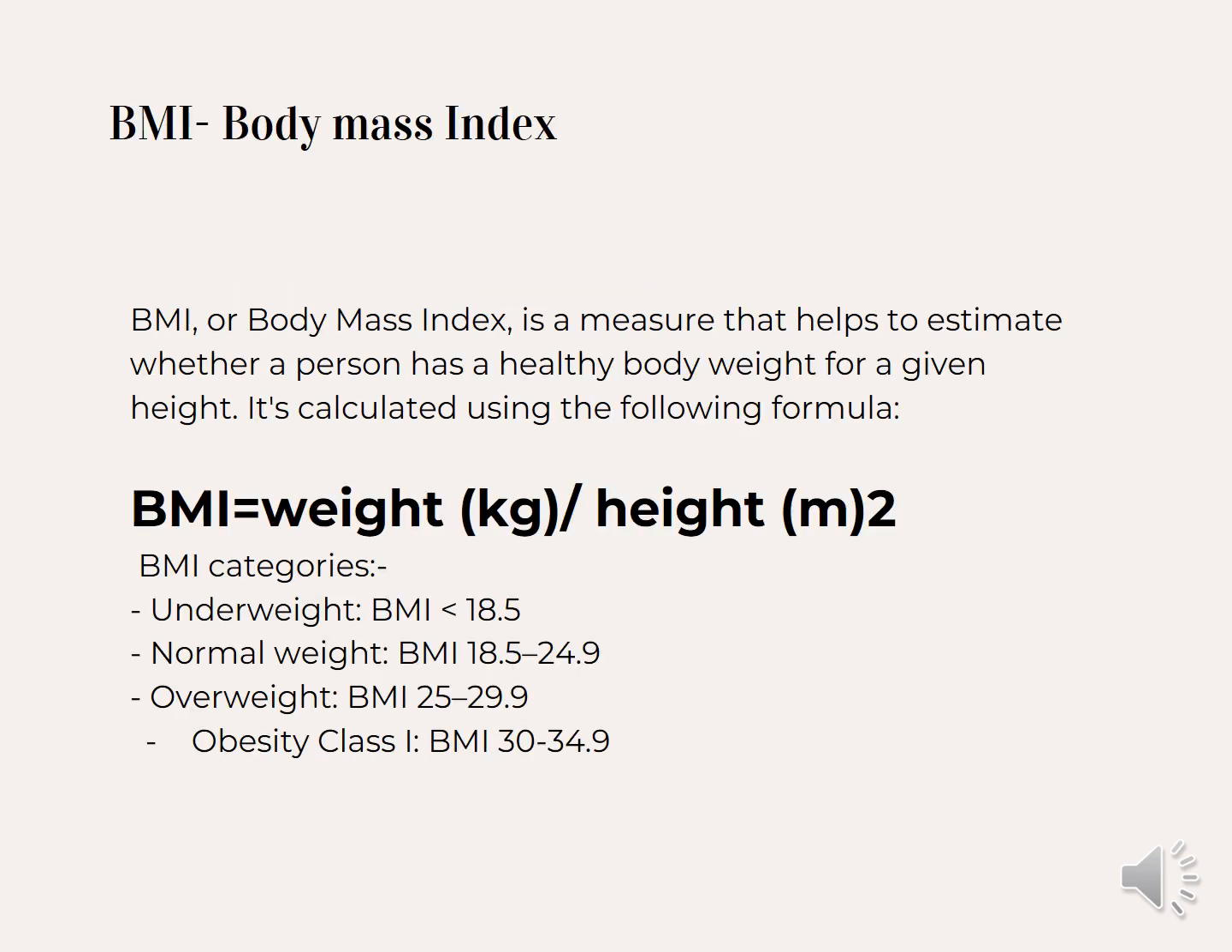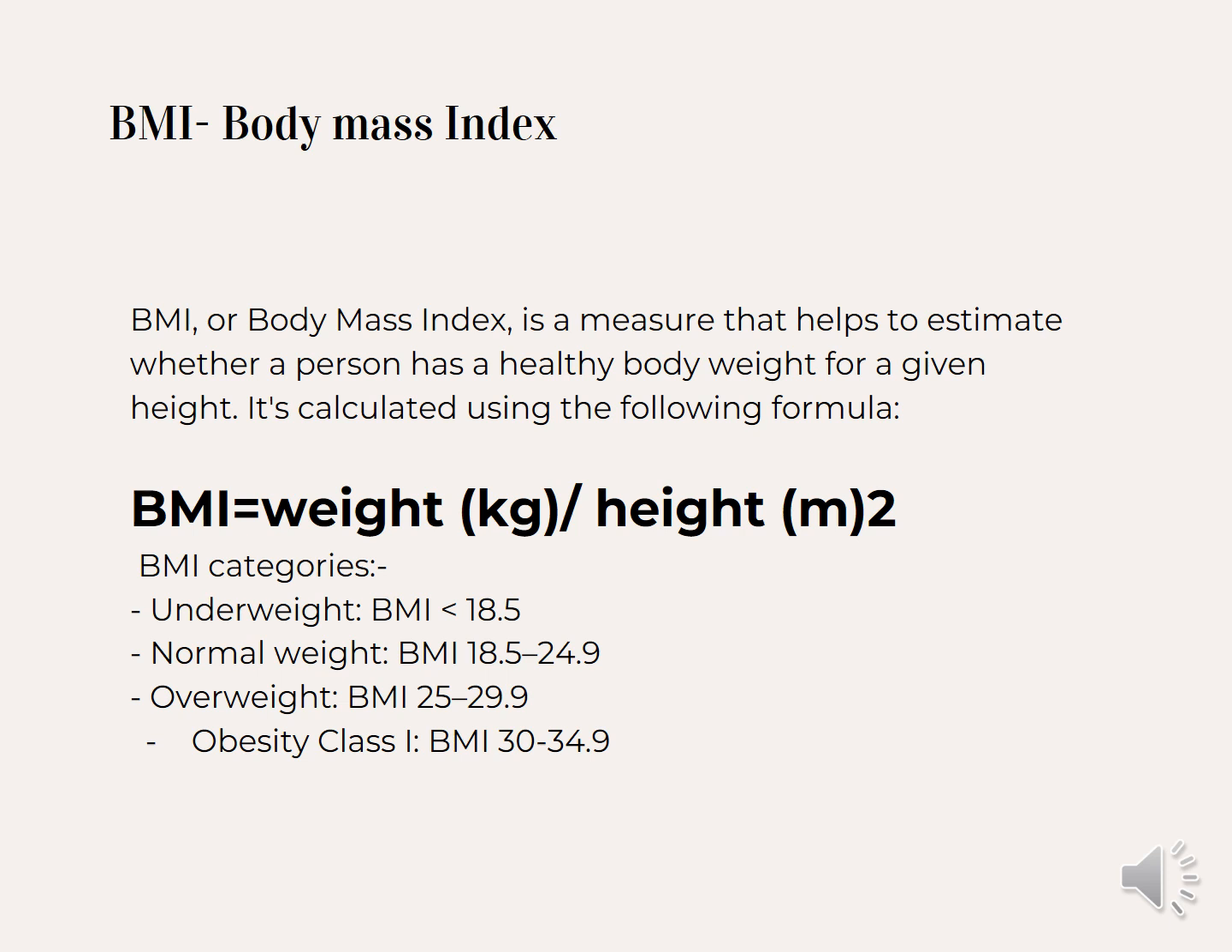Let us start with body mass index or BMI. It is a measure that helps to estimate whether a person has a healthy body weight for a given height. It's calculated using the given formula. BMI equals weight, to be written in kg units, divided by height written in meter square.